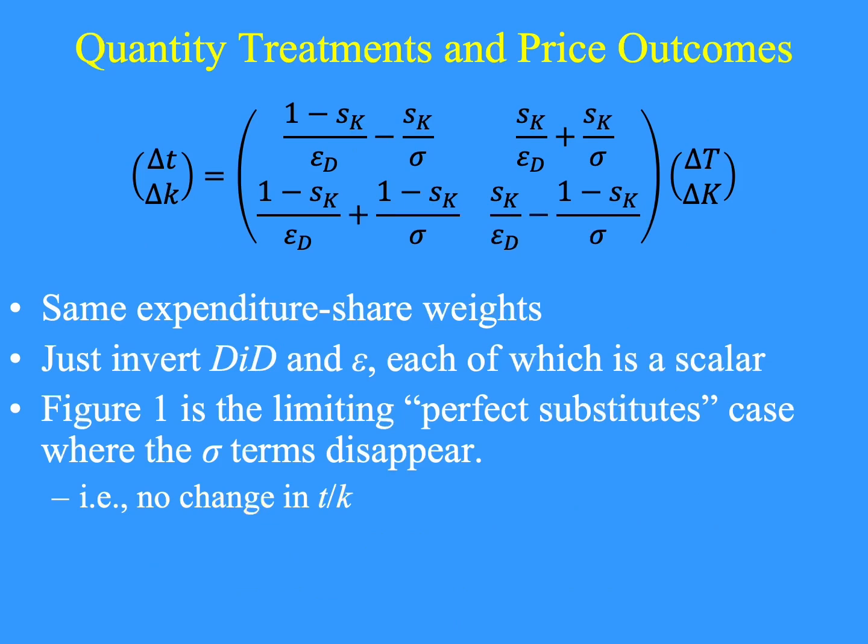We looked at quantity outcomes from price treatments. To have price outcomes from quantity treatments, which is more like our figure 1, invert the treatment effects matrix. The algebra of this inversion is clean due to the Hicks-Marshall structure. The weights stay the same, and we just replace epsilon with its reciprocal and sigma with its reciprocal. For figure 1, which assumed perfect substitutes, the sigma terms disappear because sigma is so large. That is, quantity treatments do not change the ratio of the two prices. Because it has price as the outcome, this expression helps in the study of wages, which are prices in the labor market.